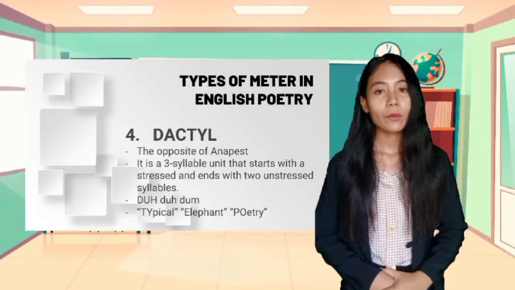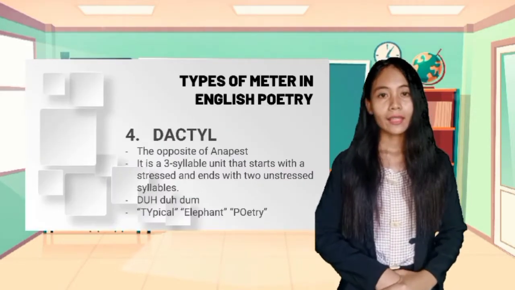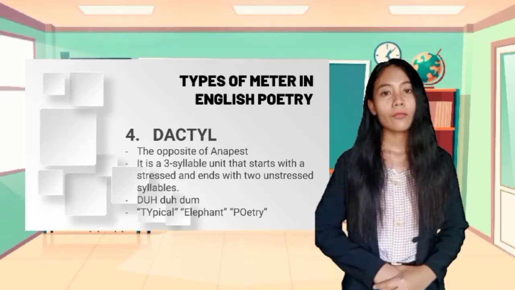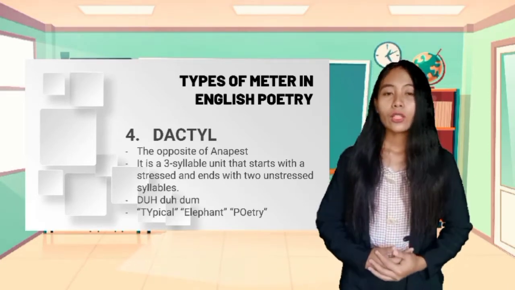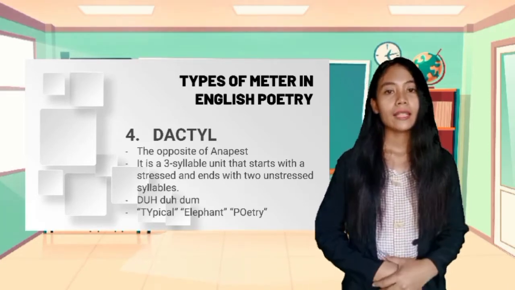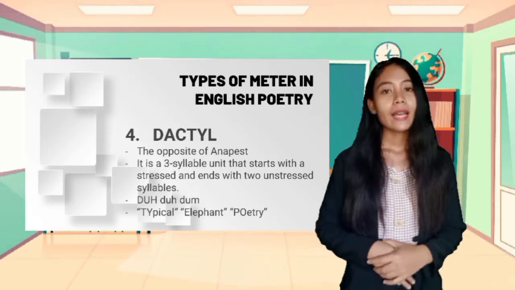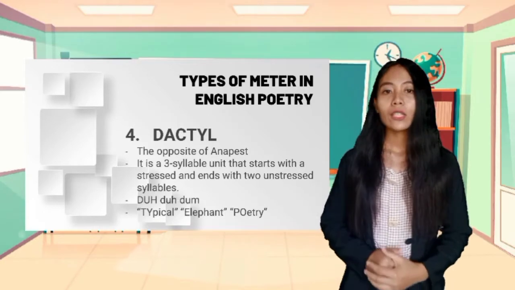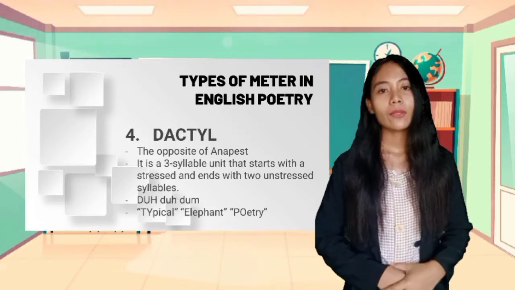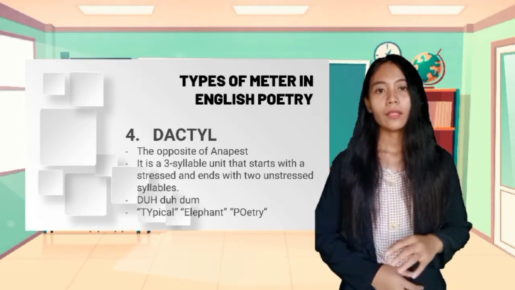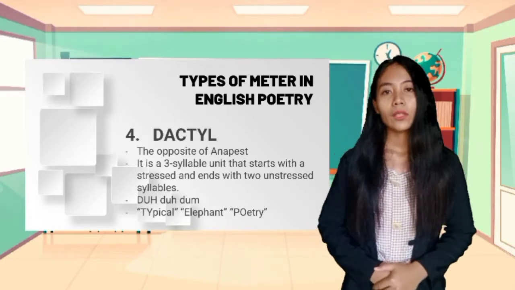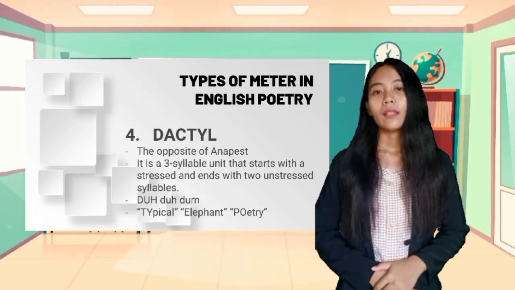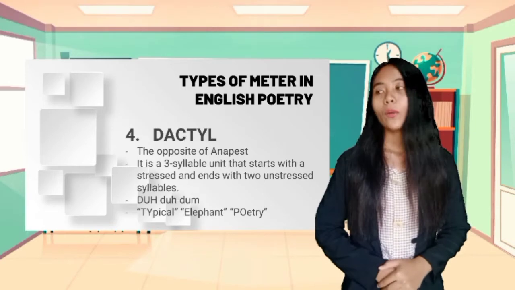For the last type of meter, we have the dactyl. It is just the opposite of the anapest. It also has a three-syllable unit like the anapest, but here, dactyl starts with a stressed syllable and ends with two unstressed syllables. It sounds like dum-da-da, dum-da-da. For example, the words typical, elephant, or poetry.